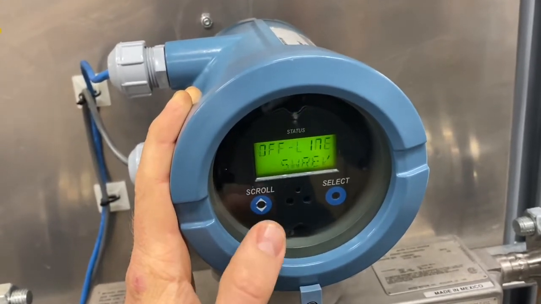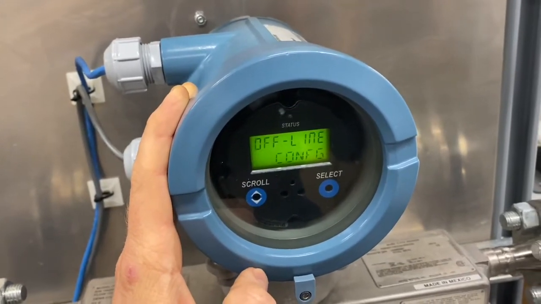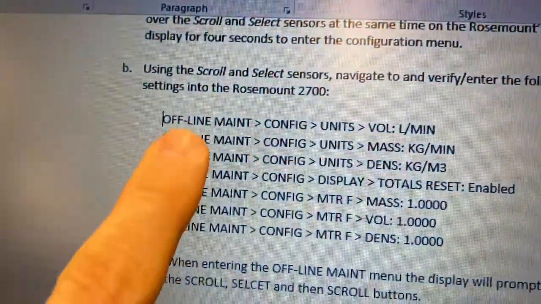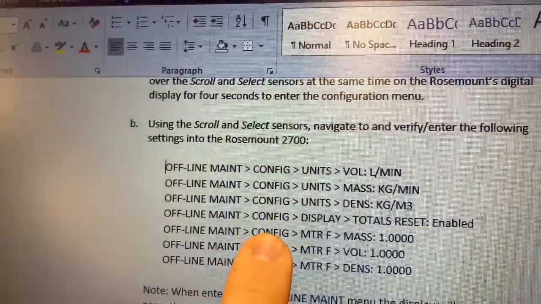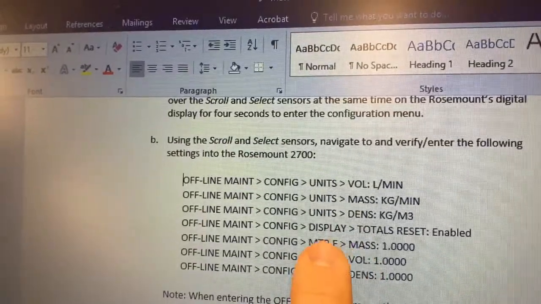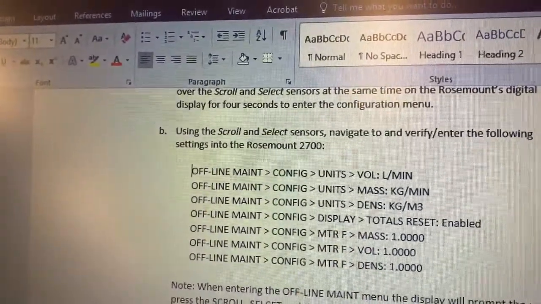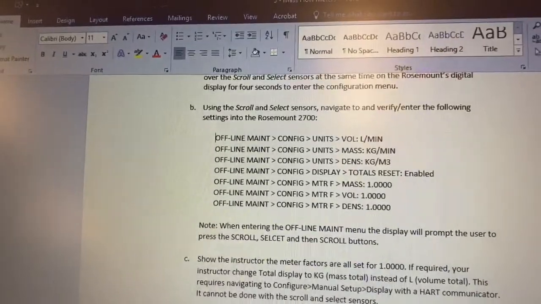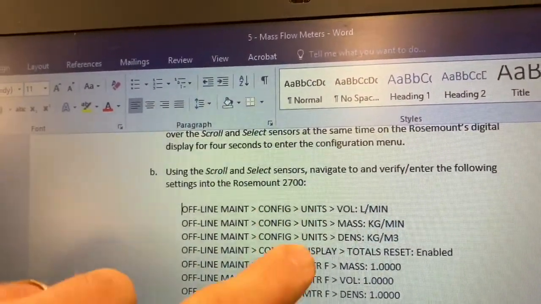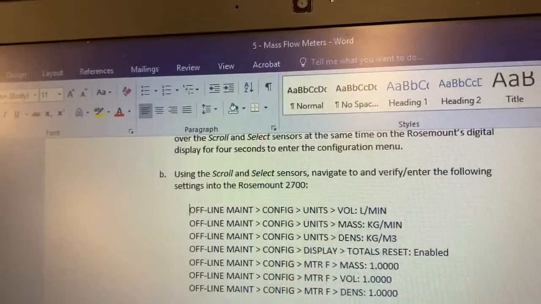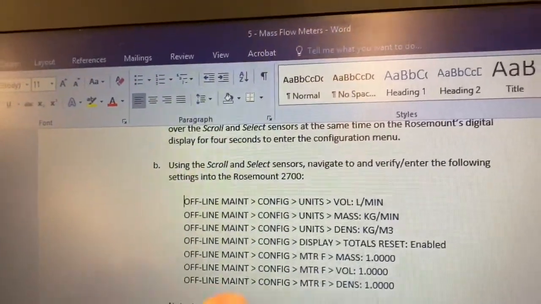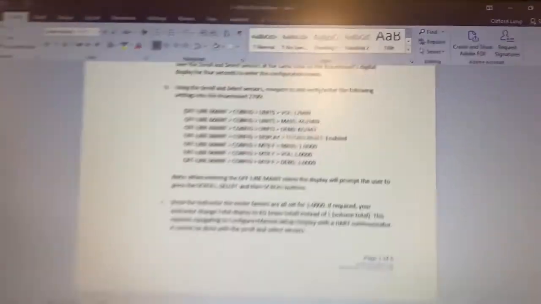So now we're into the menu here, and we should be able to scroll. The first menu that we want to go to is config. You can see right here, we're in the offline maintenance, and now we're going to the config, which is the main menu that we're going to be in. We're going to look at units, a submenu, display, and meter factor. So for our units, we'll go to that screen first. I'll just show you how to verify these, and we don't need to confirm them all. I'll do those offline, but I'll make sure that it's set up correctly here.